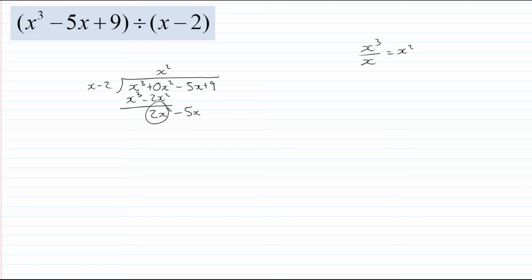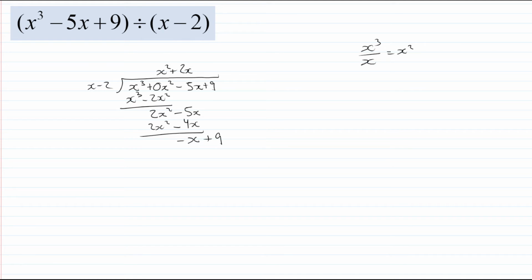So 2x squared divided by x, well, that's going to give us 2x. You can write it out if you want, but it's going to be 2x. And then we'll multiply 2x by our divisor here. So we get 2x squared minus 4x. Okay, and again, watch out. When we subtract, that's 0, but be careful here. Negative 5x minus negative 4x. You're subtracting a negative. So negative 5x plus 4x is the same thing, and that, of course, is negative x. And then we'll bring down that 9, that constant term there.